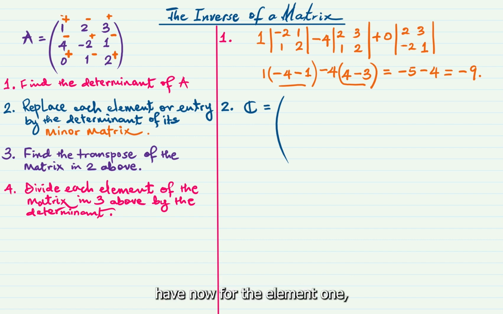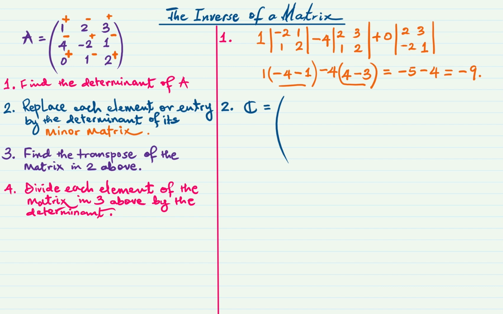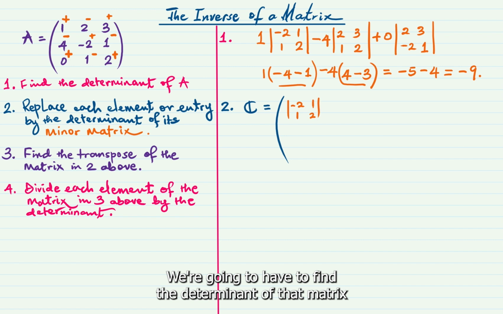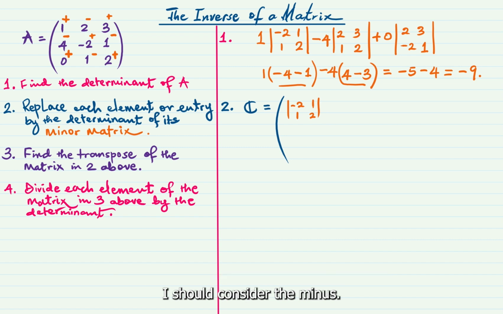Now, for the element 1, the minor of that, when you cancel 1 and you cancel the column there, what you have is -2, 1, and 1, 2. So I've got -2, 1, 1, 2. We're going to have to find the determinant of that matrix. For -2, remember that even though that is positive, the signage there says I should consider the minus. So minus.